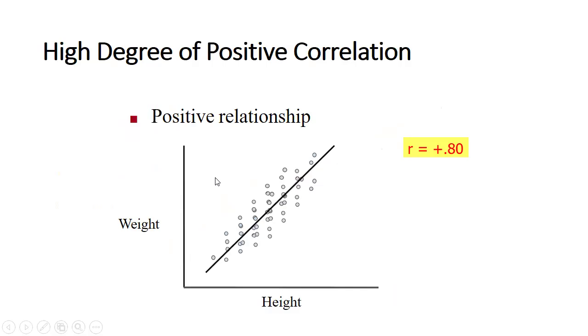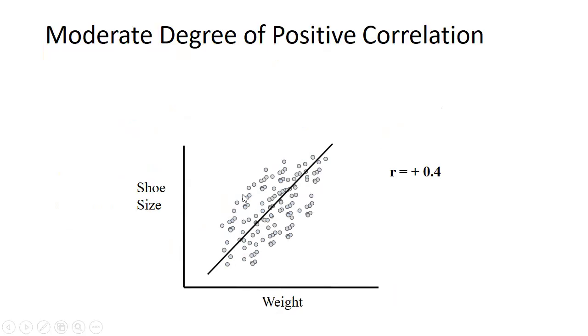Next, high degree of positive correlation. If the observations are near to this straight line, then it is a high degree of correlation, which will tell us the range of the variable from this point to this and this to this. So it is 0.8, meaning high degree of positive correlation between the two variables.